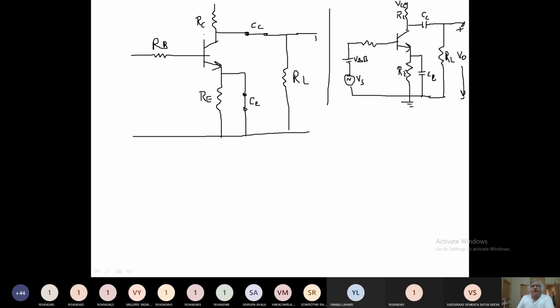And here we take the output V out. So CC and CE capacitors are short circuited. Now what about the DC source? DC source also short circuit, because we are doing analysis for the AC. So DC source will be short circuit.